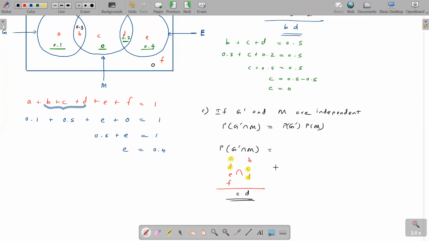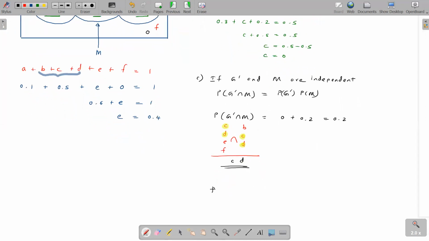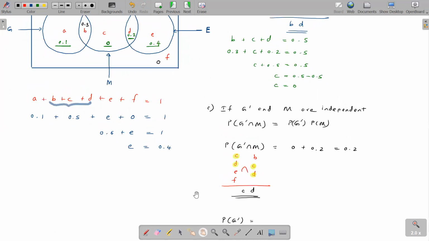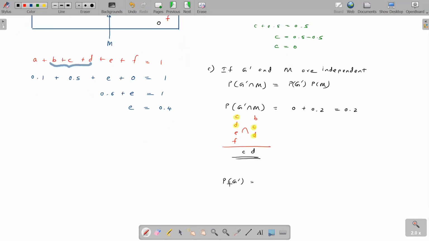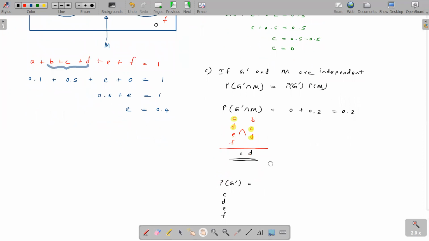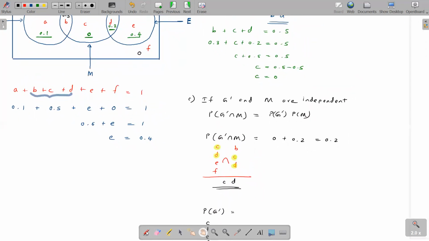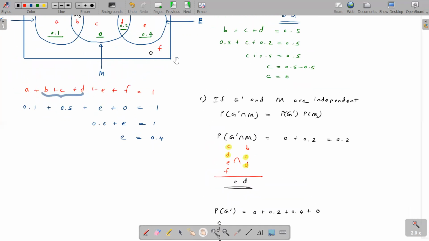So take the probabilities of C and D. C probability is 0, D probability is 0.2. So G dash intersection M answer is 0.2. You're with me? All right. So next, let's get the probability of G dash. G dash means outside of circle G, right? G dash means C, D, E, F. Because you are finding the individual probability of G dash, add the probabilities of the individual regions C, D, E, F. C probability is 0, D probability is 0.2, E probability 0.4, and F probability 0. I added them and get the answer 0.6.